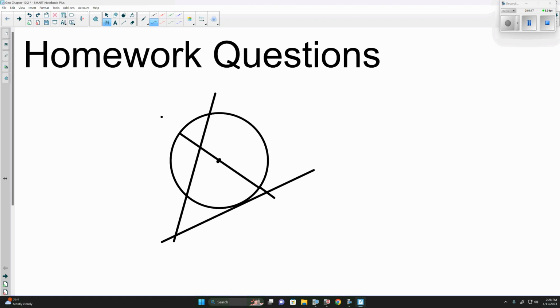Now, our lettering is A, B, C, J, K is up here. Down here is G, this is H, F, D, well, this is D, this is E, arrow, arrow. And number 7 is to name 2 chords. Well, by definition, a chord is any line segment that connects 2 points on the circle.